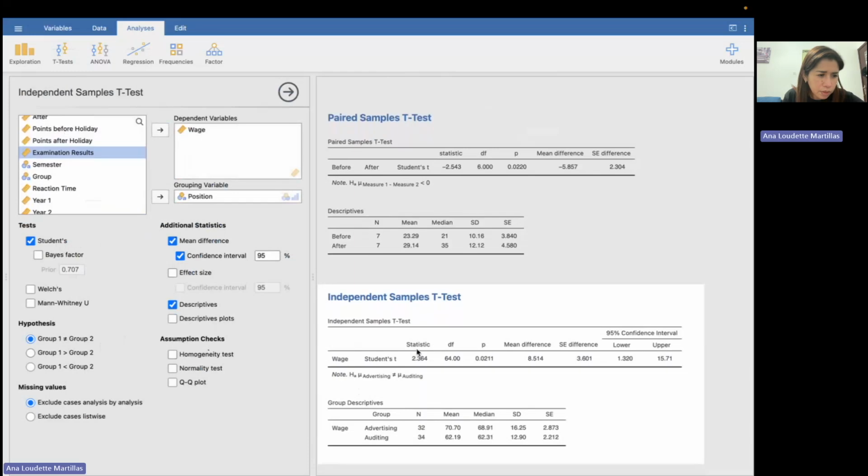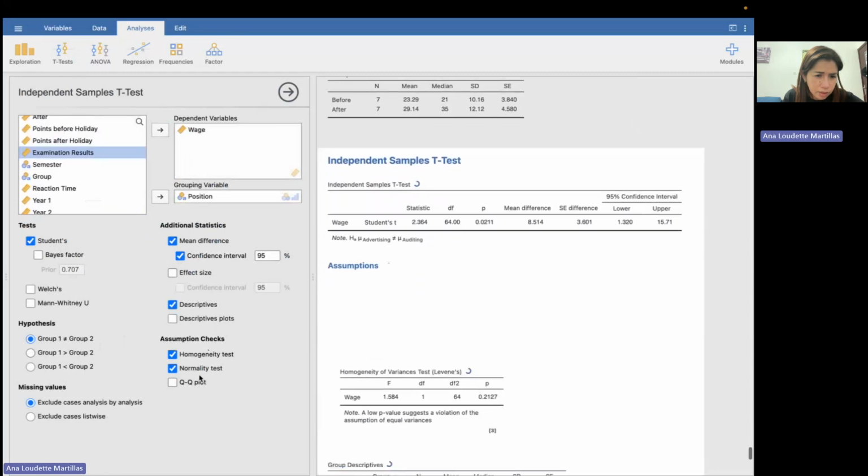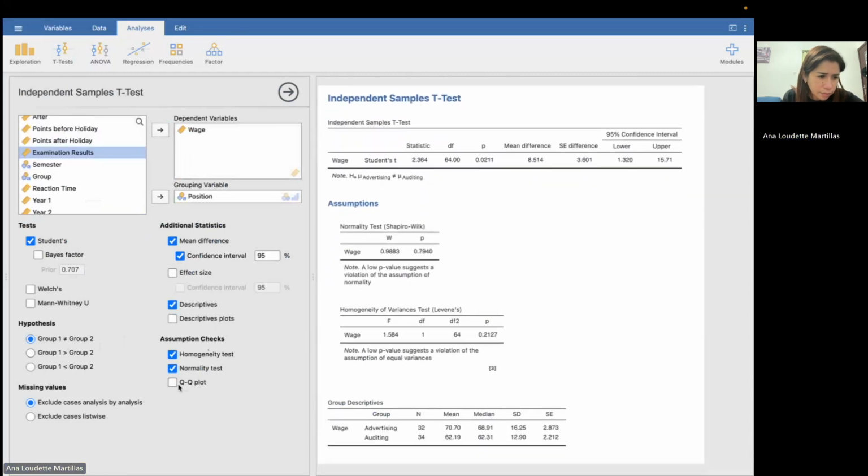So as we go along, assumption checks, homogeneity, normality. Okay, so look at the t-test results.